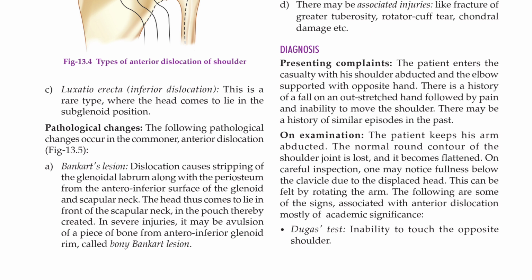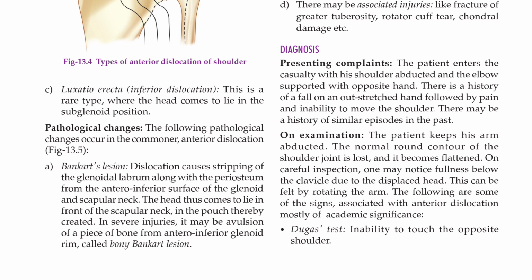Patients enter the casualty emergency room with the shoulder abducted, away from the body, and the elbow supported with the opposite hand. So there is a history of a fall on an outstretched hand, followed by pain and inability to move the shoulder. There may be a history of similar episodes in the past.